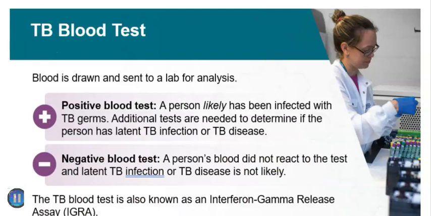There's a blood test for TB, and it relies on detecting the immune response to tuberculosis. It's called an interferon gamma release assay, or IGRA. A positive result tells you that you're likely to have been infected with Mycobacterium tuberculosis or other causative agents of TB, but you will need additional tests. And a negative response says that the person's blood did not react, therefore it's very unlikely that there is a latent or active infection.